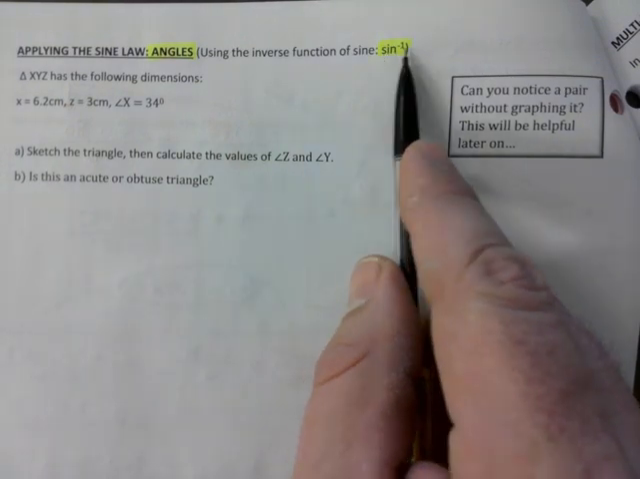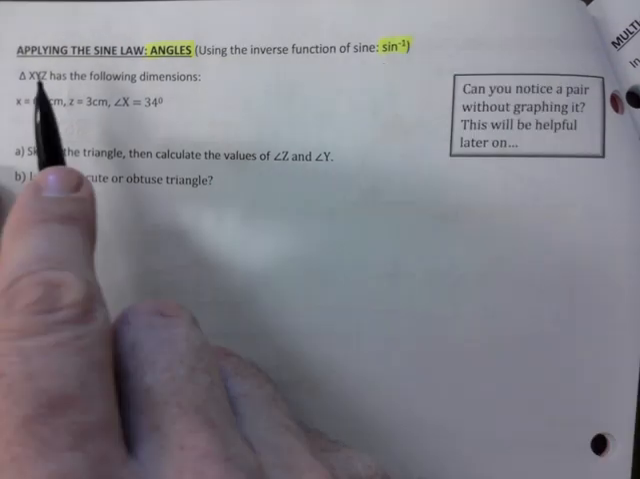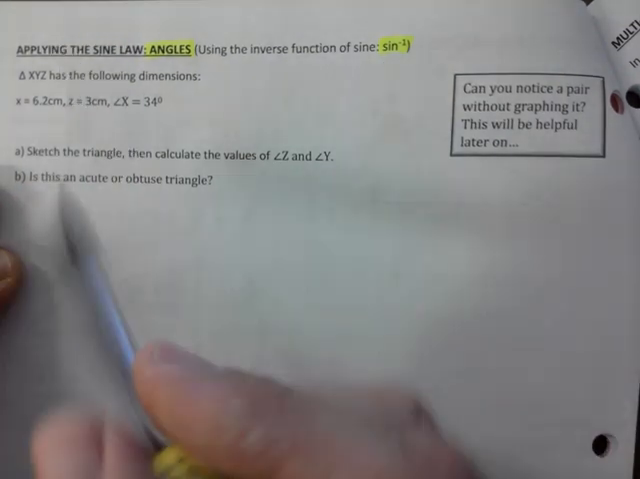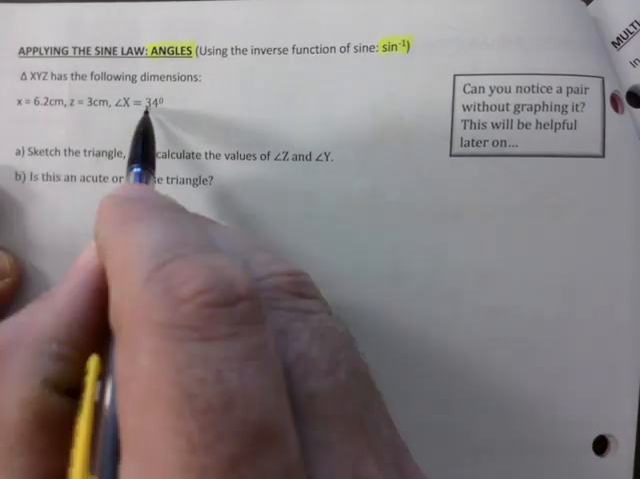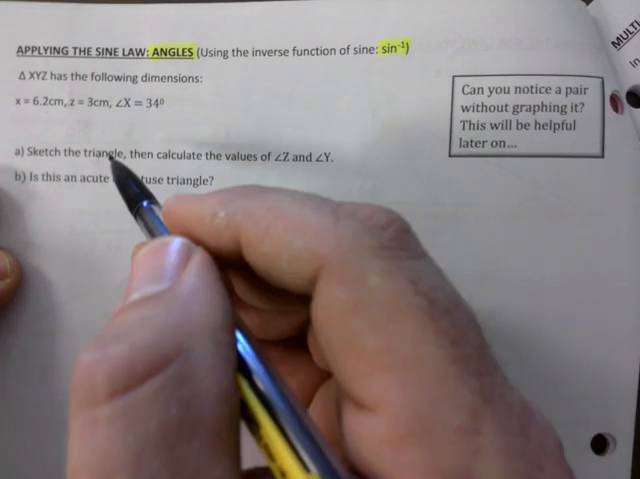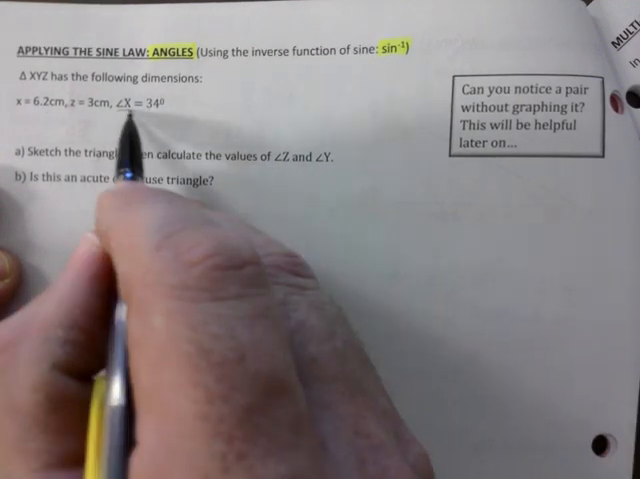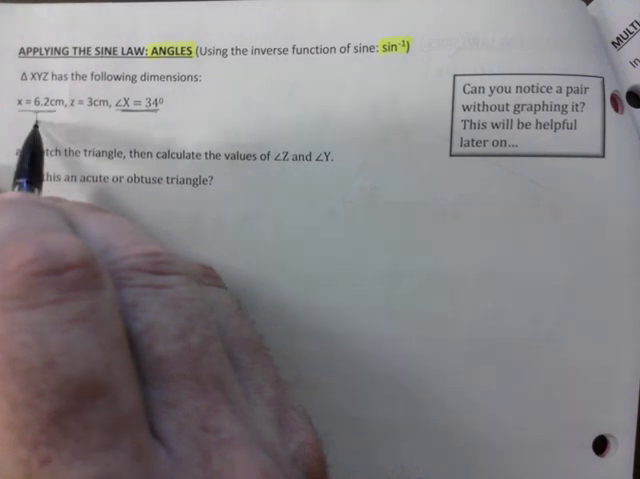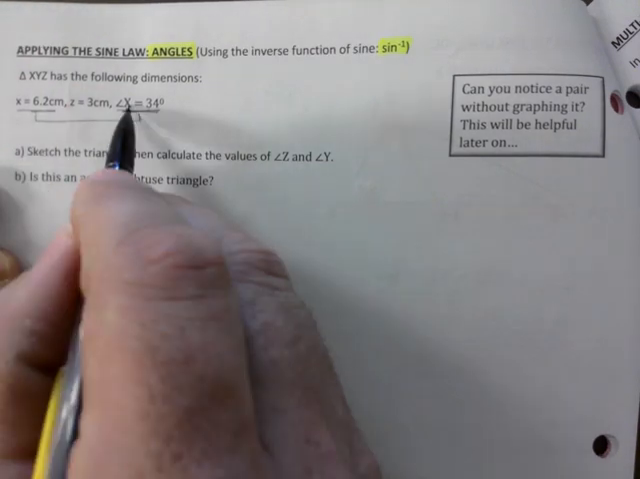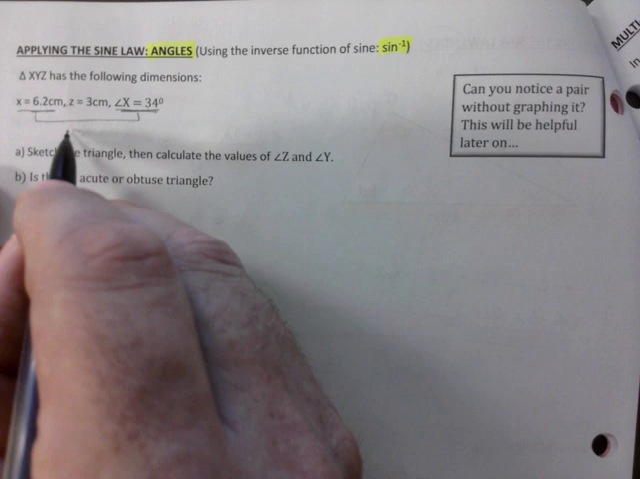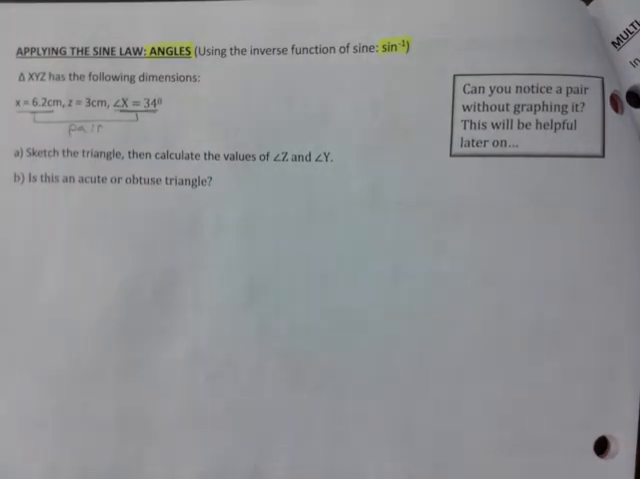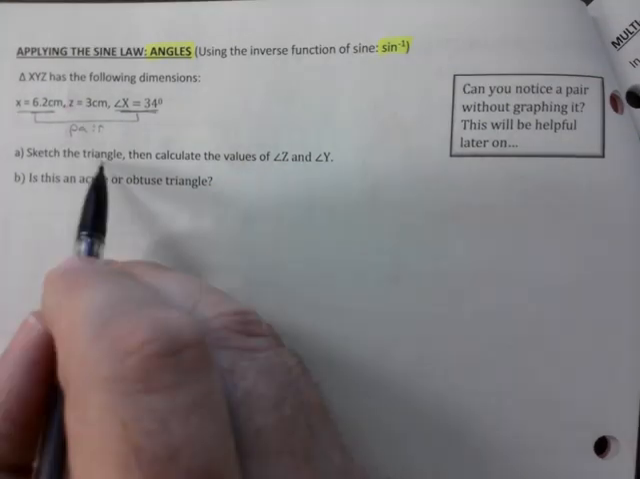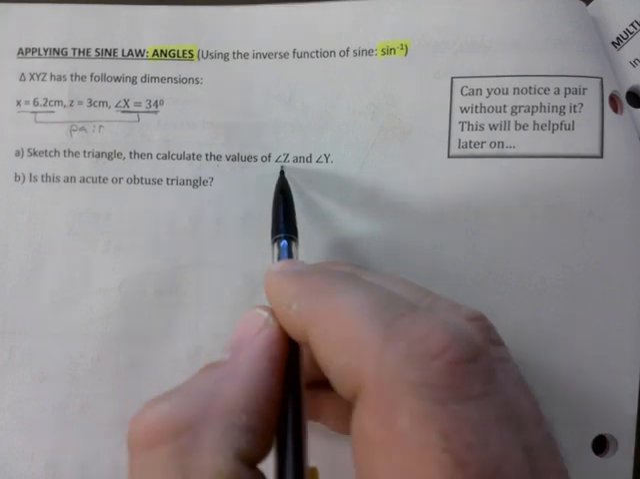So I'm gonna add a layer to it where you have to sketch your own. Triangle XYZ has the following dimensions. Here they are. I can tell you already, I don't know if you see it. You see the pair? Like if there's angle X and side X, that's a pair. So you actually can determine whether or not to use sine law just by looking at it. So watch for that. Sketch the triangle, then calculate the values of angle Z and Y. Oh, I did ask you that here.